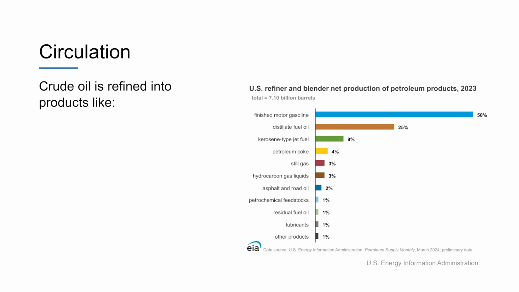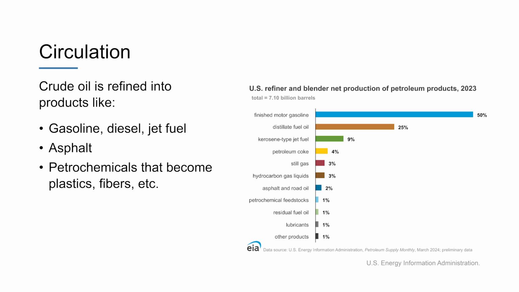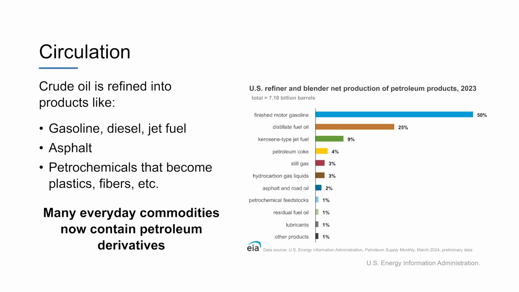So then crude oil is refined into various products, including gasoline, diesel and jet fuel, asphalt like for paving roads, and then petrochemicals, which become plastics or synthetic fibers. And so all of this is to say that many everyday commodities now contain petroleum derivatives or petroleum products. And this graph on the right kind of shows the percentages of how that breaks down. So it's mostly going towards fuels.